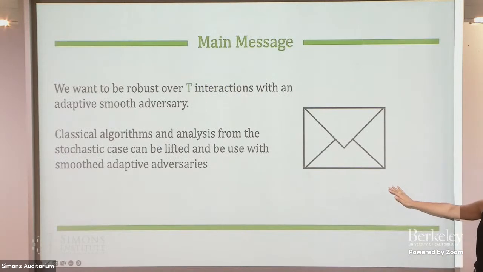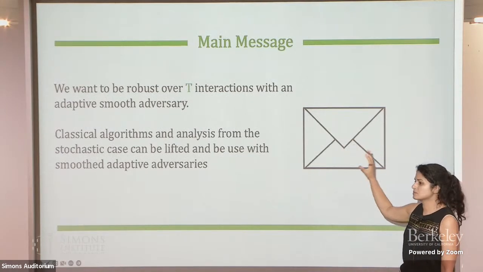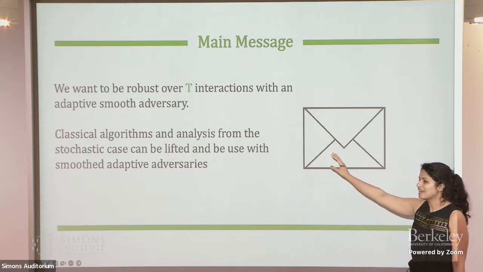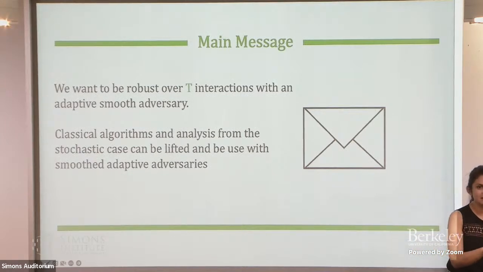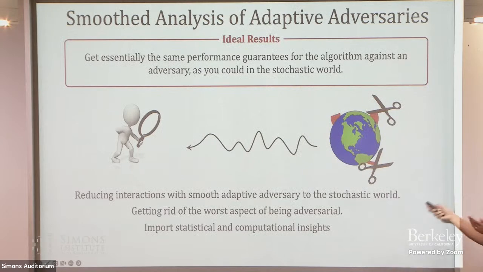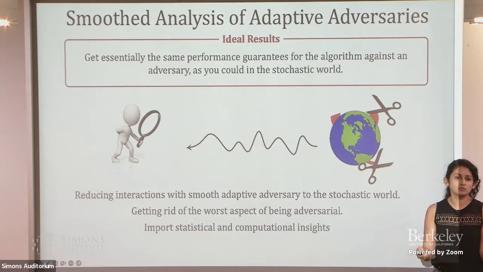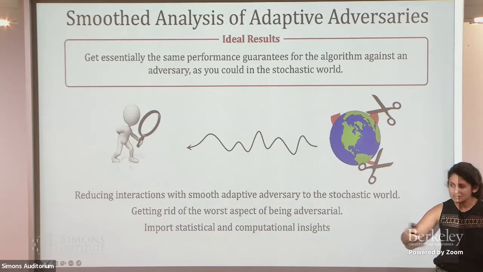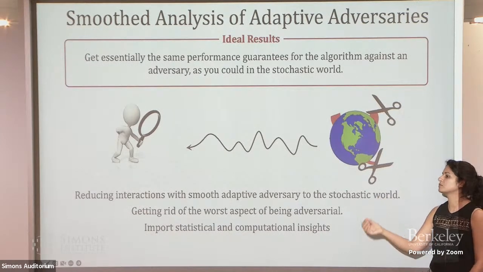So really what we did here was that we wanted to be robust to T interactions beyond a worst case adversary. And both the classical algorithms and analysis, in terms of oracles and nets, statistically and computationally, came together to help us do this. And this is really the beauty of smooth analysis, that you can get rid of the worst part of an adversary and bring it back to the stochastic world, but make all of those results much more robust. So they don't need exact stochasticity. They can essentially work in the adversarial world, except when the adversary is a little bit more reasonable.